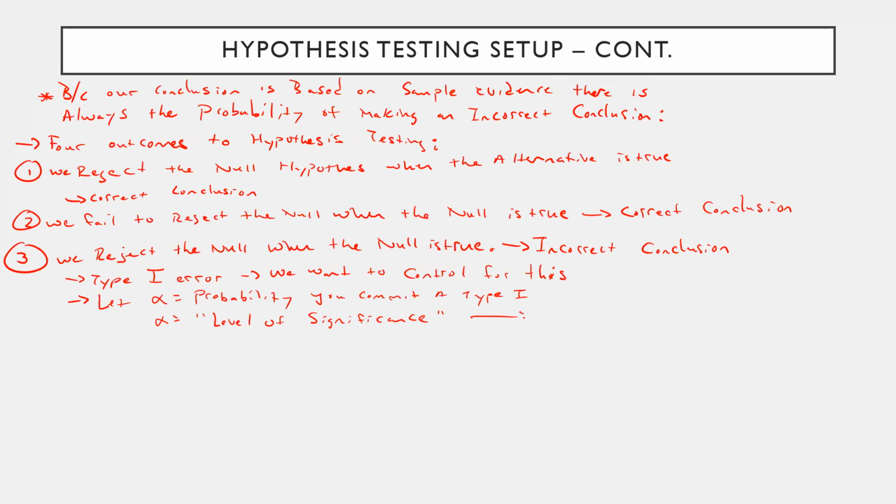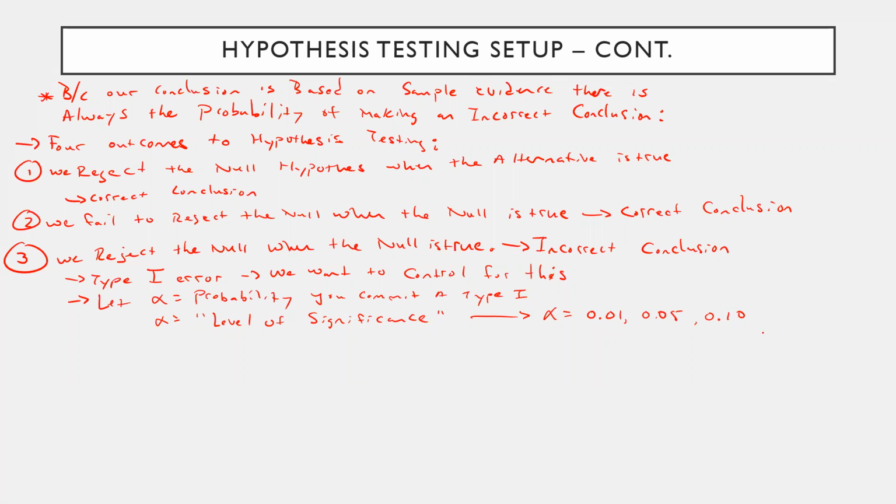And generally in hypothesis testing, there's only going to be 3 levels of significance we'll ever work with. We'll set it at 1%, we'll set it at 5%, or we'll set it at 10%. That's how often we're willing to be wrong, or send an innocent person to jail: 1% of the time, 5% of the time, 10% of the time.